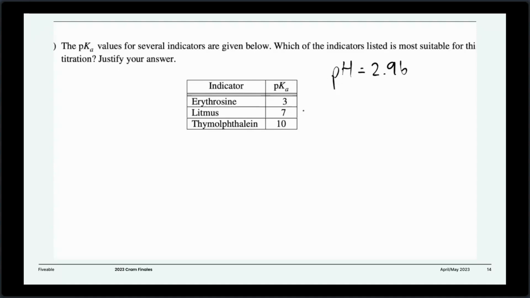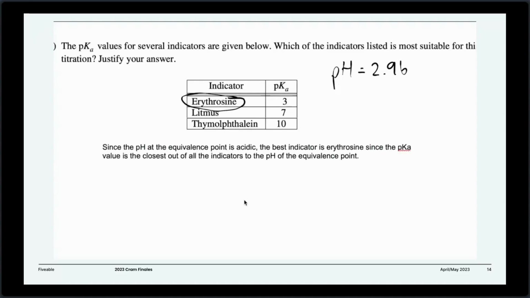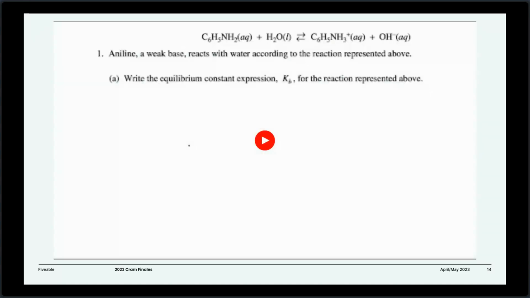So the indicator that'll best suit our pH will be erythrosine. And here's our justification. Since the pH at the equivalence point is acidic, the best indicator is erythrosine, since its pKa value is the closest out of all of them. You see how litmus is 7. I'm not even trying to pronounce that one, but it's pretty basic. So erythrosine is the one that's acidic, and it correlates the most to our pH. So that's why erythrosine is our answer for our indicator.